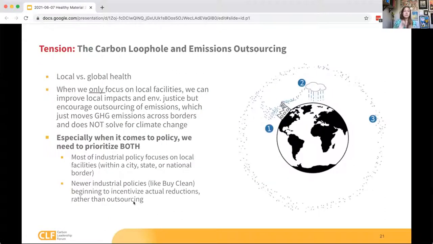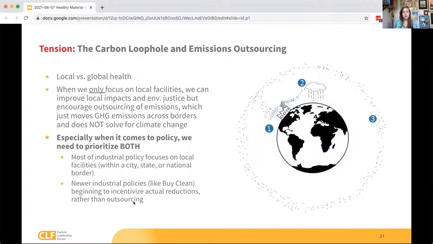But the area where there is tension between these is when it comes back to the local versus global sphere of influence. When we only focus on local facilities, we can improve local impacts, and this is what has been led by a lot of environmental justice efforts, which has been incredibly important. Things like the Clean Air Act in the United States are really focused on local industrial emissions. But what this can do is outsource emissions. The United States used to have a lot more industrial facilities and a lot more emissions from those facilities. When we increase environmental policies focused just on facilities within our borders, we allow ourselves to outsource those health impacts across borders, whether you're a state outsourcing to a neighboring state that doesn't have the same policies, or you're outsourcing to another country.